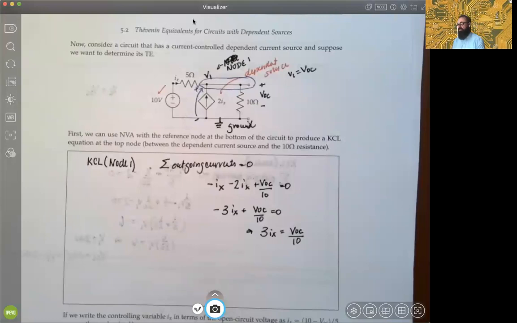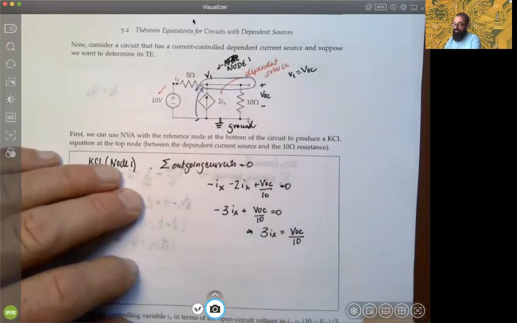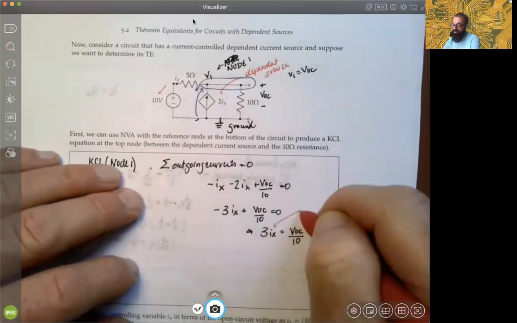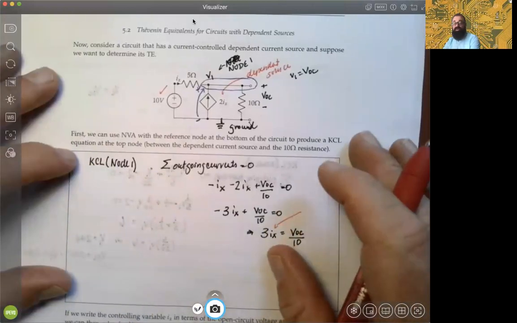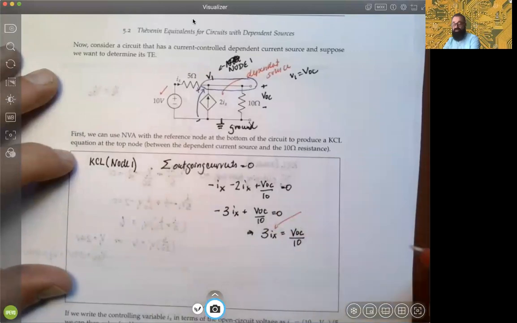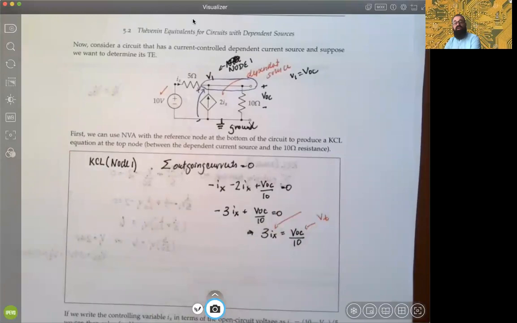So when you have dependent sources like this, what we ultimately have to do is get that parameter that's controlling that dependent source somehow in terms of one of our Thévenin parameters. In this case, it's easy to get it in terms of VOC, because remember, this is the same as the Thévenin voltage, right? So that's the goal, is to get that dependent parameter somehow in terms of one of our Thévenin parameters, okay?